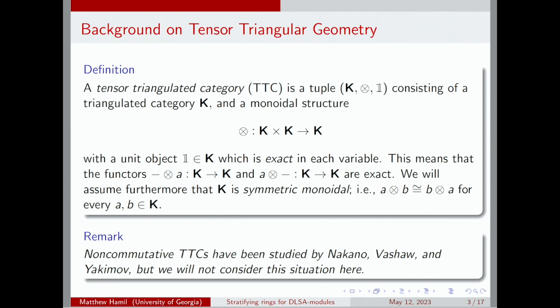So the first thing I want to tell you is, what is a tensor triangulated category? A tensor triangulated category, or a TTC, first of all, is a triangulated category. So you have these distinguished triangles, your category is additive, you have a shift, all subject to a list of axioms. And then, in addition to this, you have a monoidal structure, a tensor product with a unit. I want to insist that these tensor functors are exact. And also, I want to assume furthermore that my category is symmetric monoidal. The non-commutative case has been studied recently, but I'm not going to touch that today.